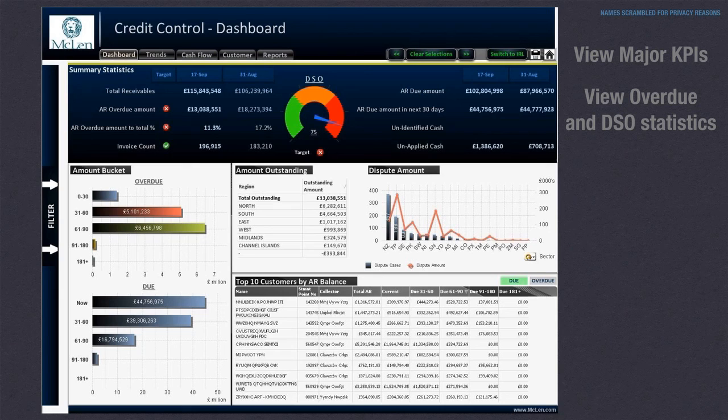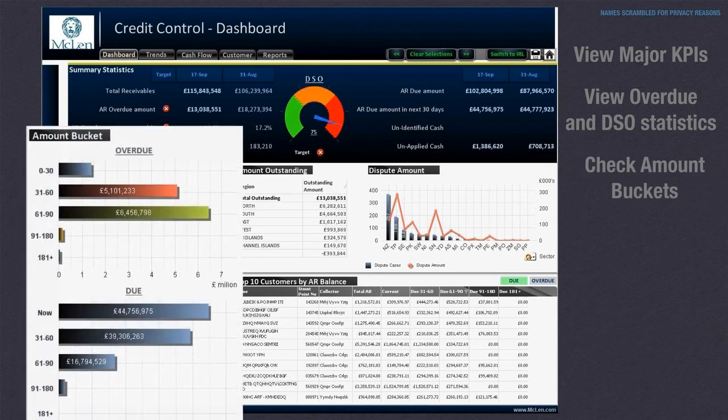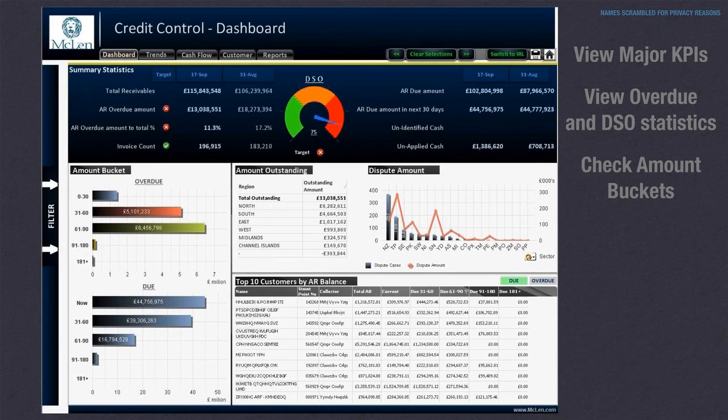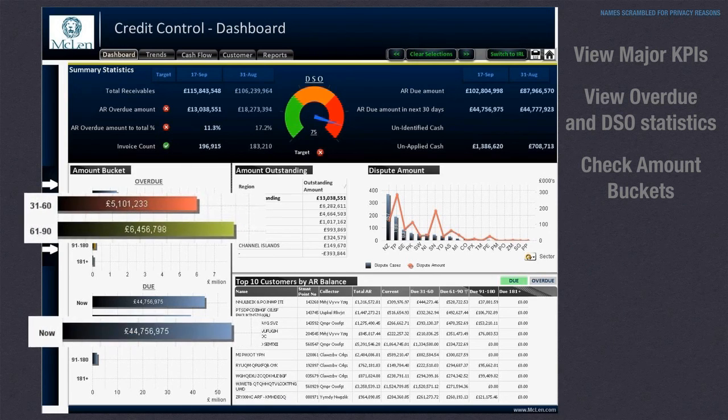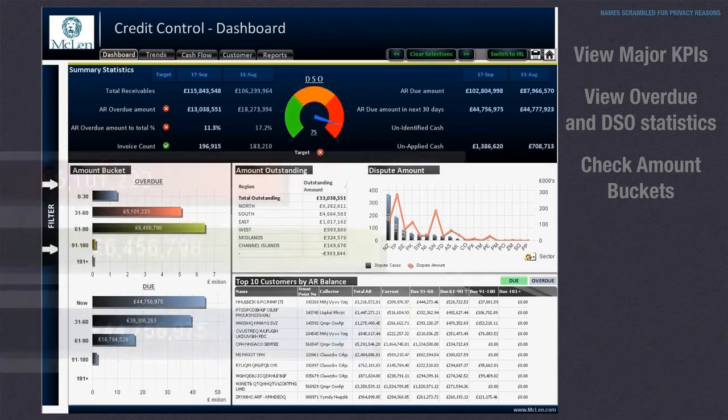With these troubling statistics in mind, the credit controller can then check the overdue buckets to see how far back the overdue invoices go. Whilst it appears that the majority of these invoices are only overdue by less than 1 month, a worrying amount are past their payment dates by much longer, ranging from 1 to 3 months overdue.